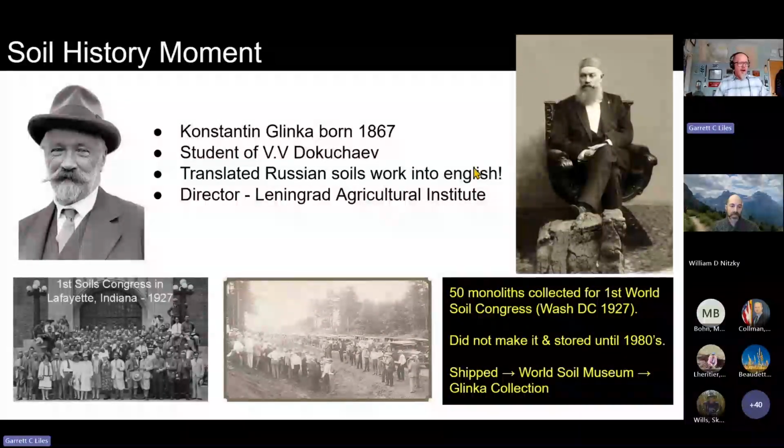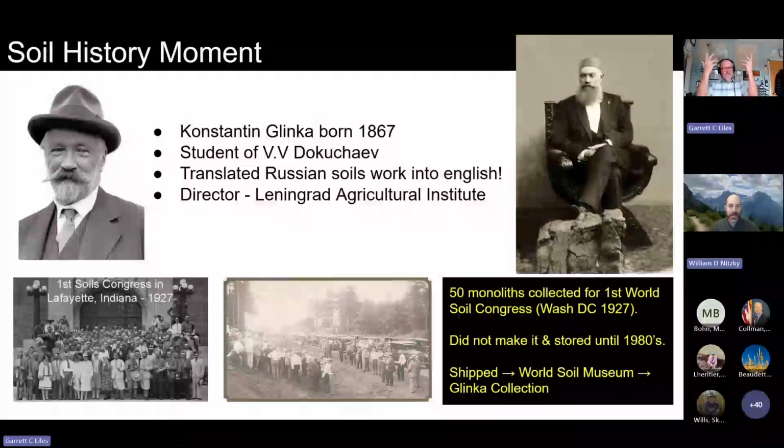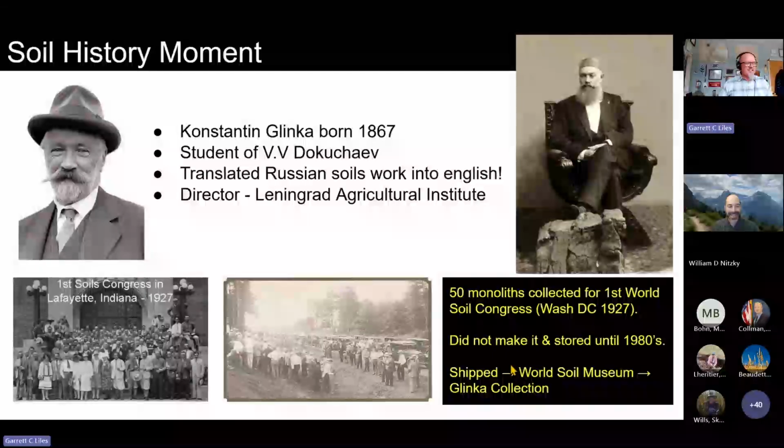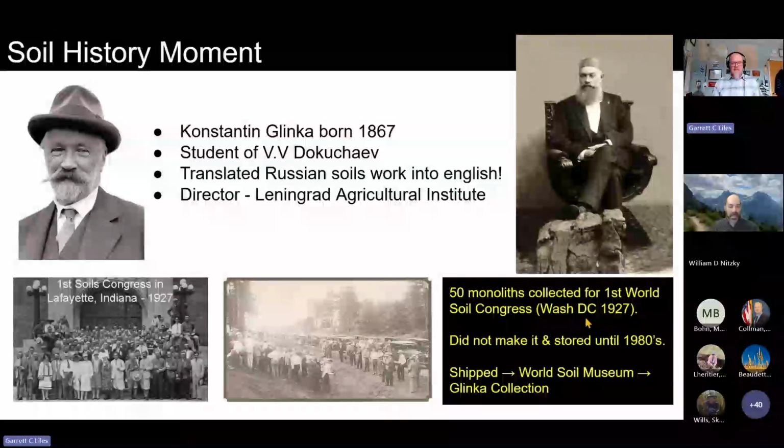So harken back to Dokuchaev and Konstantin Glinka and the early World Soils Congress in 1927, and they were really concerned about these ideas too. And so they set out in the spin up to that event. And they kind of, what's the word for what you do when you have an artist do something and you pay them? What's the word I'm looking for? Commission. Commission. Thank you. They commissioned the collection of 50 monoliths that honored the trek that the World Soils Congress on the East Coast did.